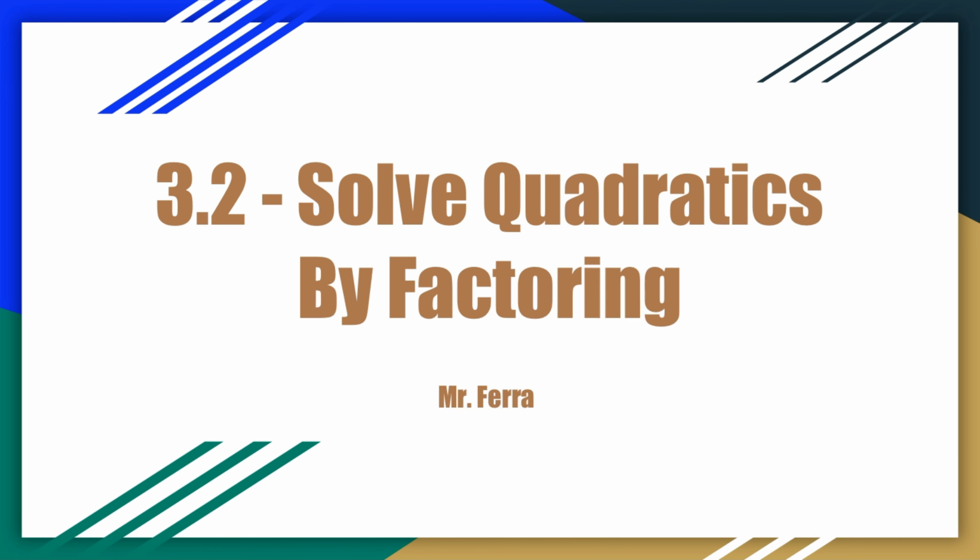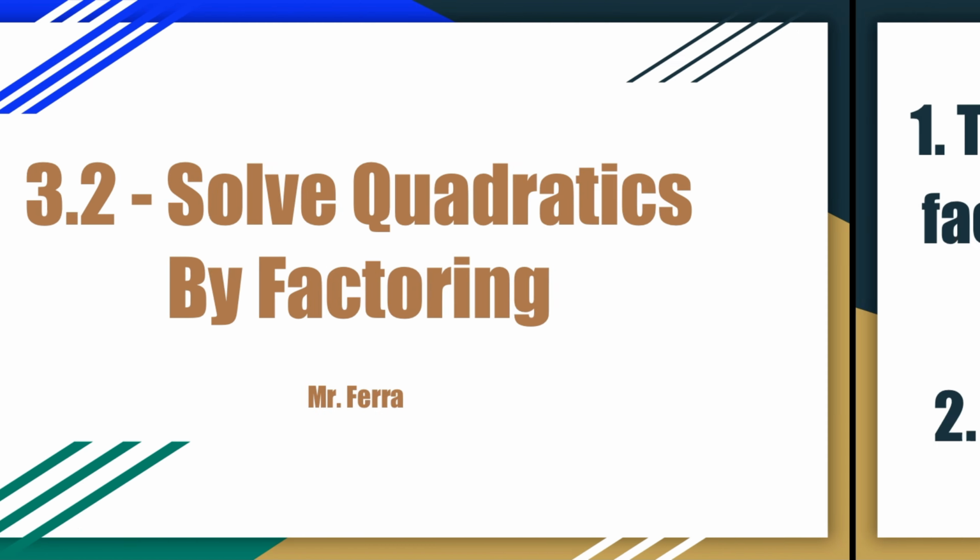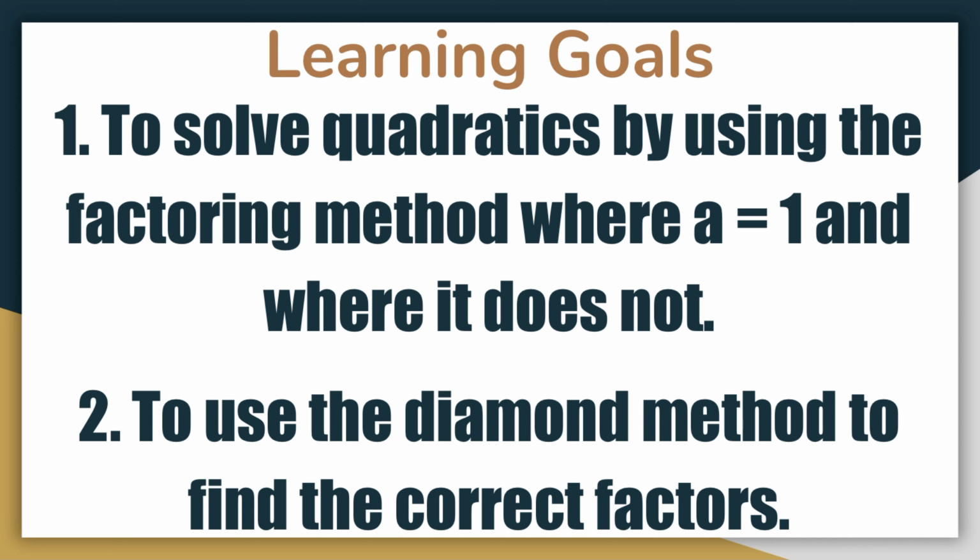So in the previous lesson, we learned the square root method, and now we're pushing into the factor method, which has a couple different ways of doing it. The first learning objective is to solve quadratics by using the factoring method where a is equal to 1 and where it is not, okay? This is very important because where a is equal to 1 or a does not equal 1, you have a separate set of steps that you need to use, okay?